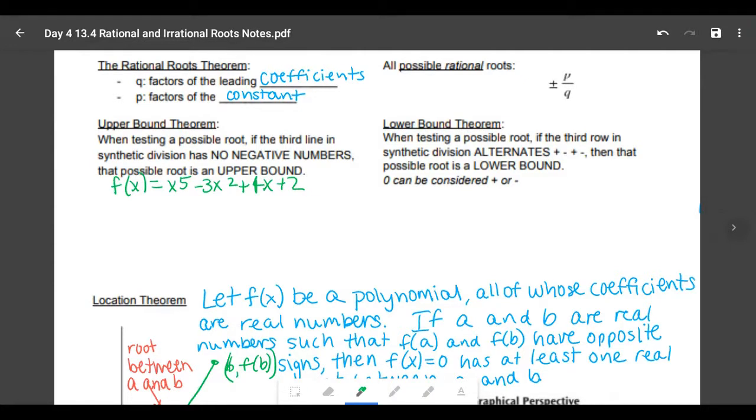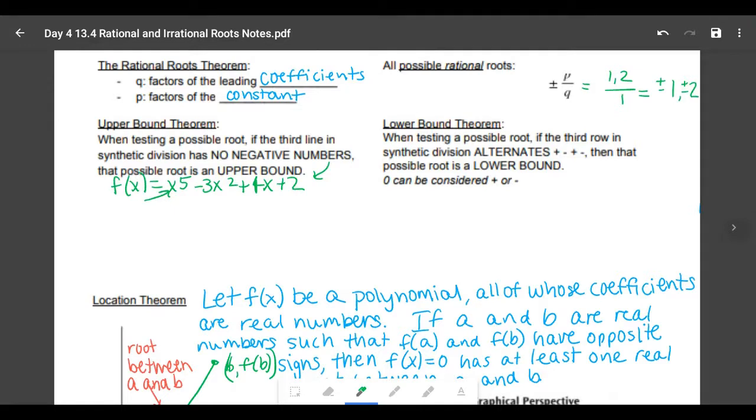All right, so I know that for my p's and q's, I can find all the factors of my constant, which is 2. Factors of 2 are 1 and 2. And I would look at the factors of the lead coefficient, which is 1. So factors of 1 is 1. That means I could have positive or negative 1, 1 over 1, or positive or negative 2.